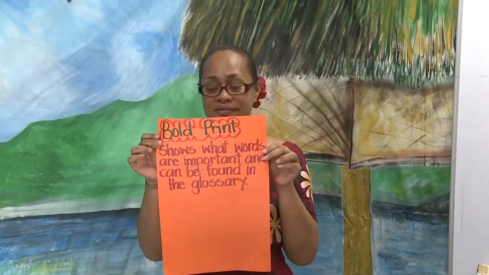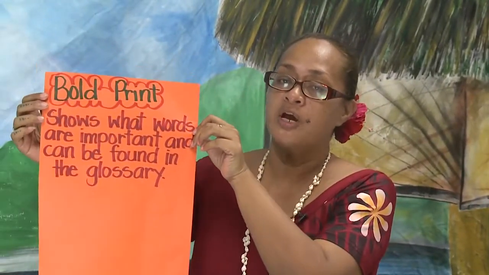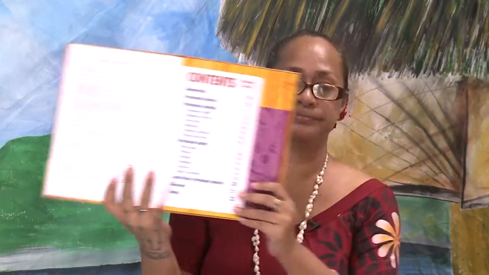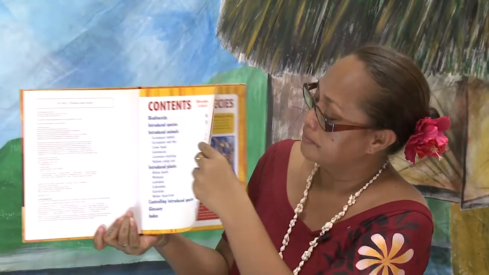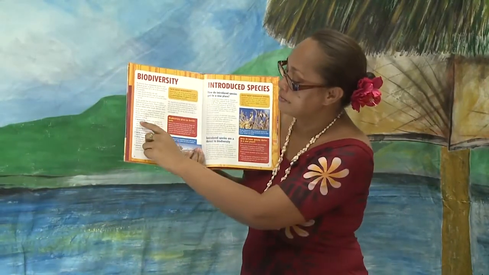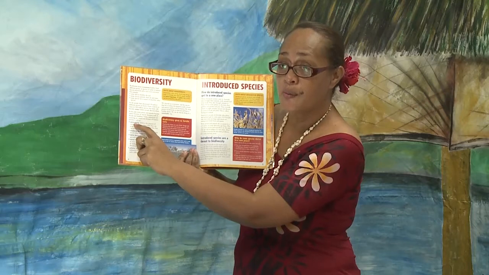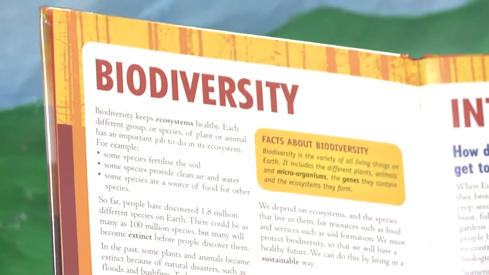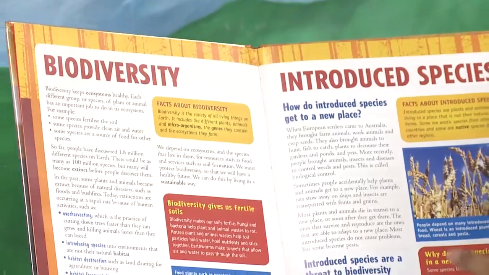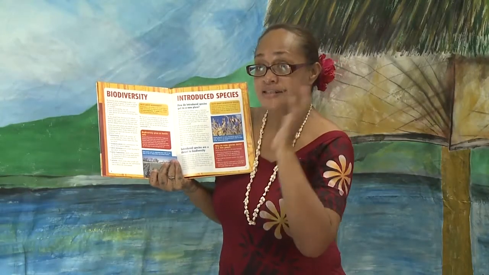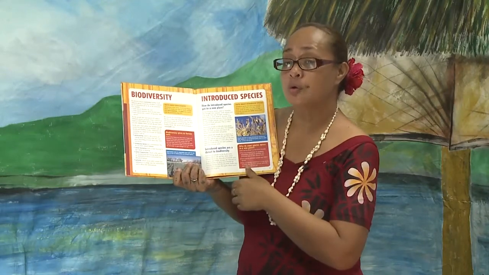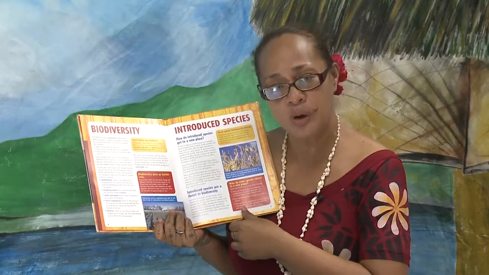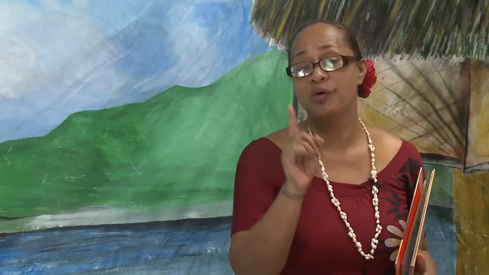And the last one is bold print. There will be words that stand out, or they will be in a different color, or a darker color. If it's in black, it will be a dark colored black. That is what you call bold print. Why would a word be in bold? Yes, it will be in bold when it is an important word or a word that we do not know the meaning of.